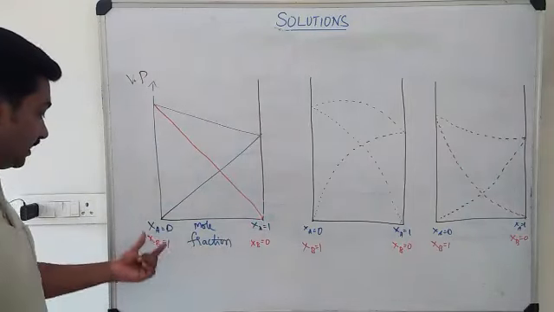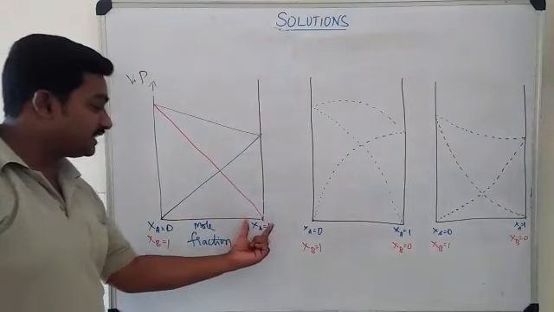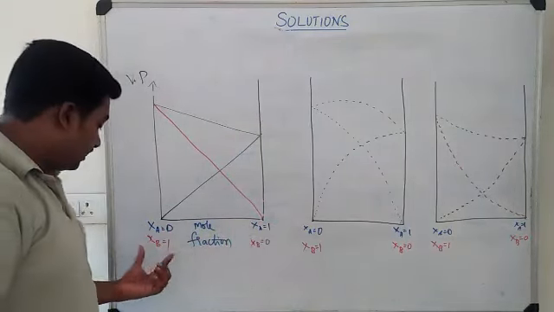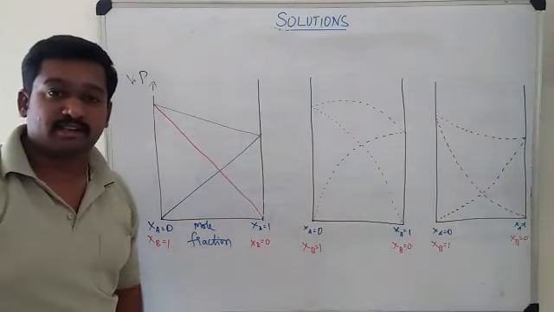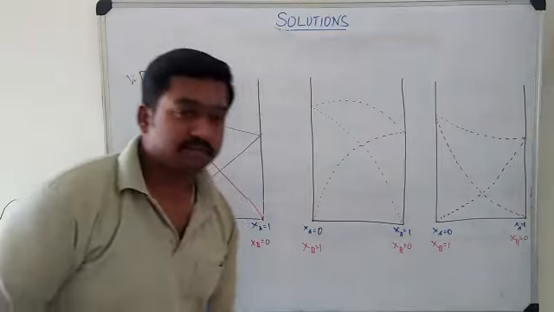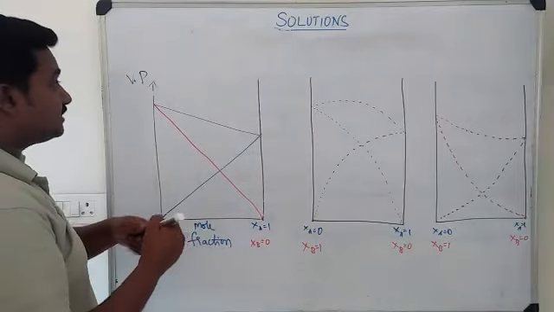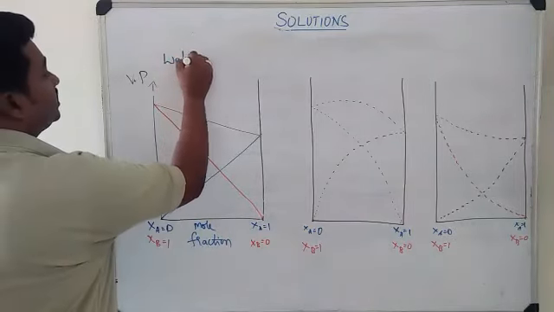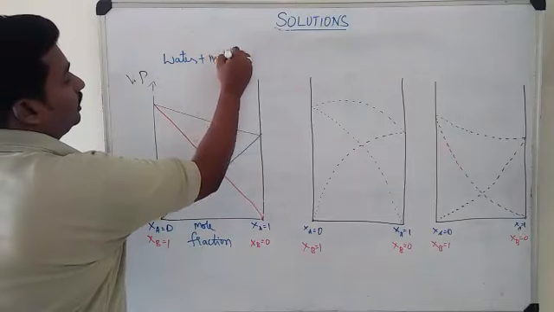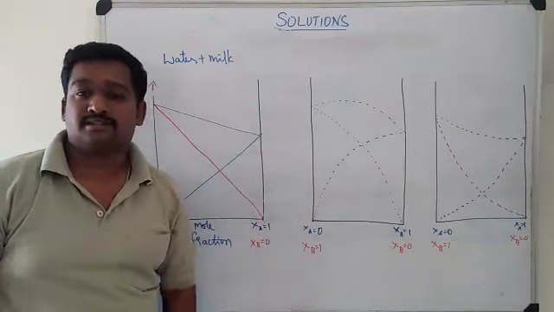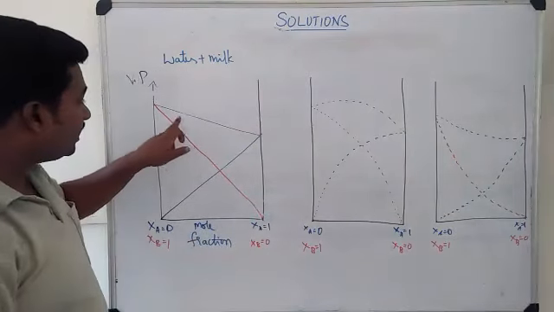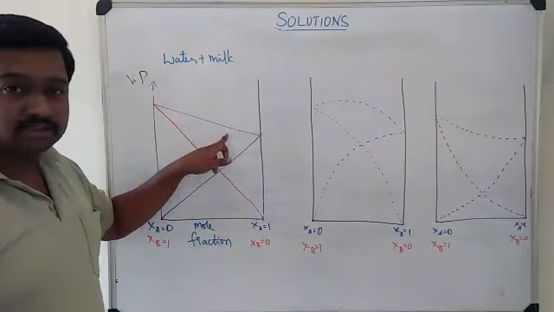In all the cases again, XA is 0 on the leftmost side and XA is 1 on the rightmost side. XB is 1 on the leftmost side and XB is 0 on the rightmost side. Like this, there are three graphs. In the first case, as I mentioned earlier, let us assume this is a mixture of water and milk, where the miscibility is very good. They have a good combination. In such a case, we call it the ideal solution.